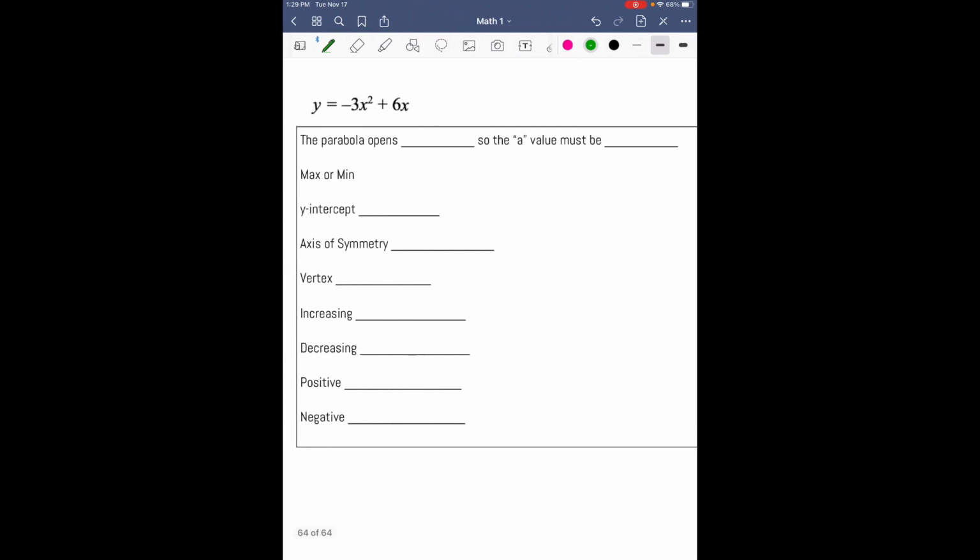All right, and for this last problem, this one's a little bit different because we have an a value that's negative 3. We have a b value that's 6, but we don't have a c value. If we don't have the c value, it's automatically going to be 0. So my parabola is going to open downward, and it's going to open downward because my a value is negative. All right, so if it's opening downward, here's my graph, and I'm going to have a maximum because we're going to have a point at the top.